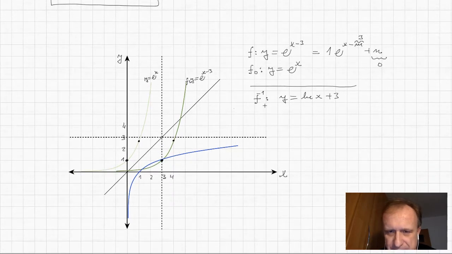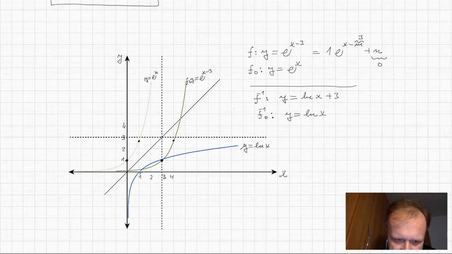Let me call it f inverse sub 0, which would be the function with the equation y equals natural logarithm of x. This is here on the picture in the blue curve. This is the function y equals natural logarithm of x, and you can see that it passes through the point with coordinates 1 and 0, and through the point with coordinates e, which is approximately 2.7, and 1.